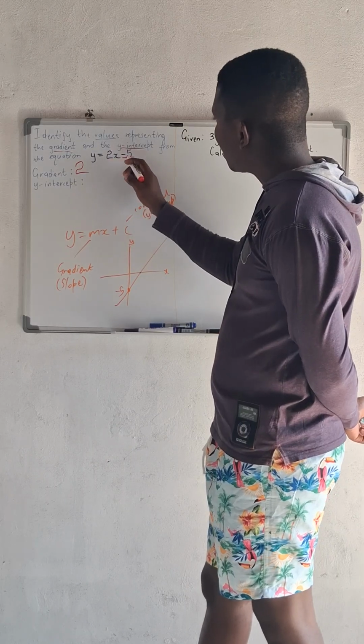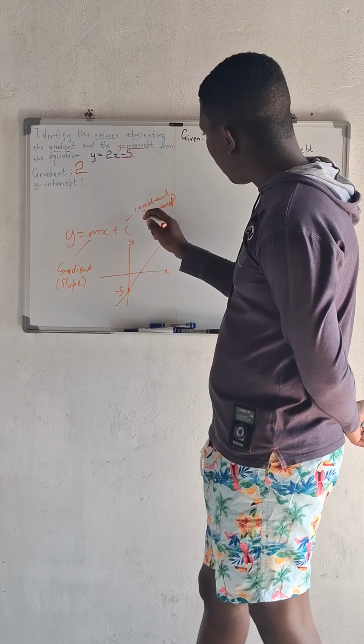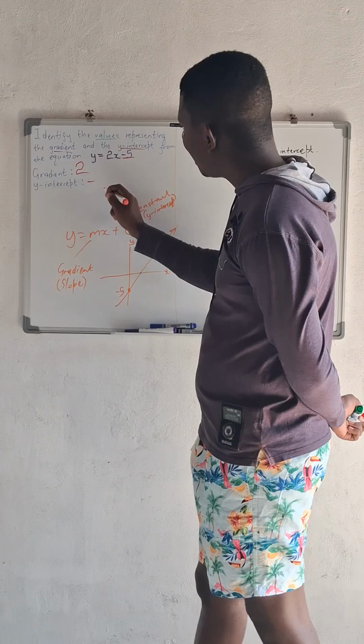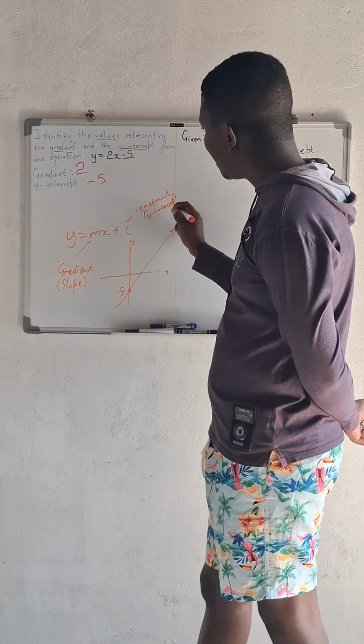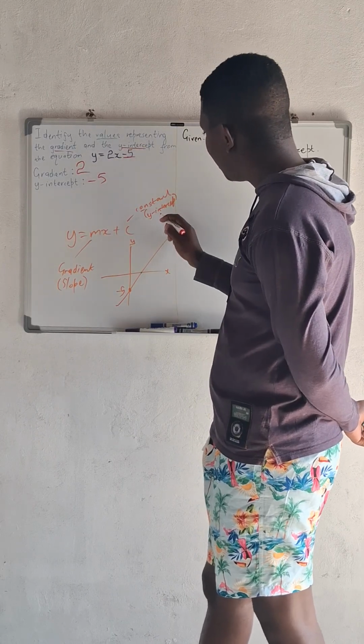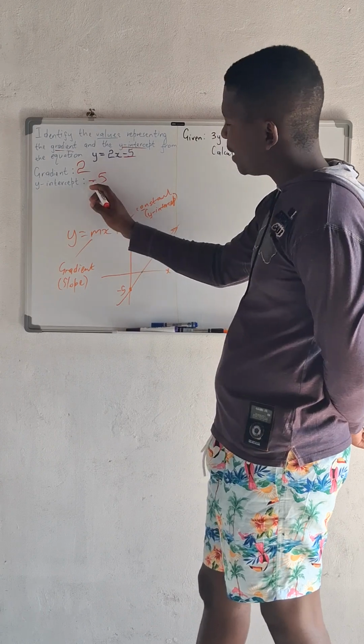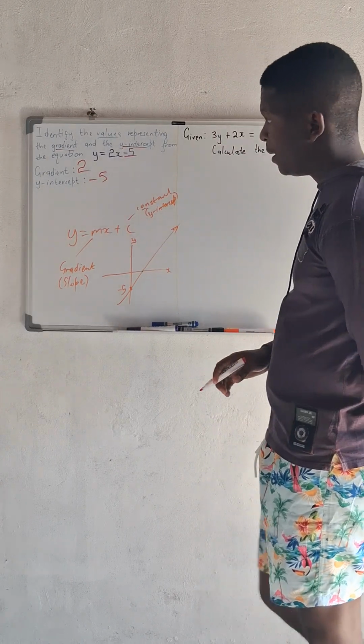Y is equal to 2x minus 5. The constant represents our y-intercept. The y-intercept is this constant. You take it with the sign, -5. Then you are done.